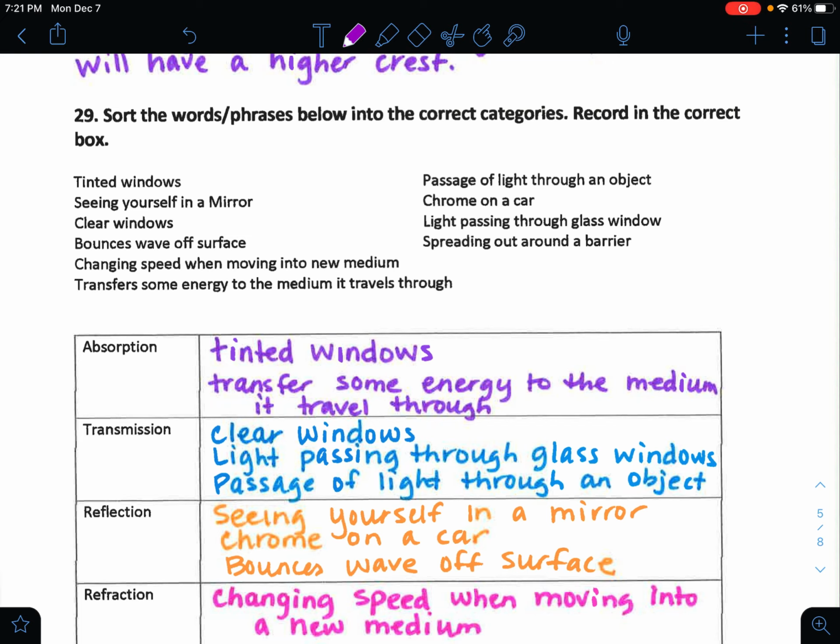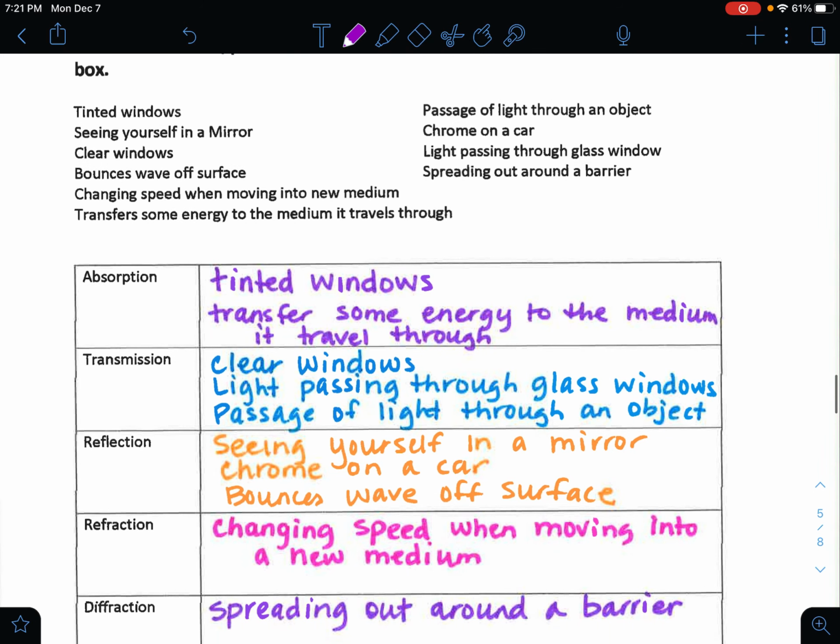Remember, all materials are going to absorb some EM waves, but some materials absorb more and some materials absorb very little. So a transmission is going to absorb very little. You're going to be able to see right through it, like when we looked out into the courtyard. Light passes through glass windows, passage of light through an object.